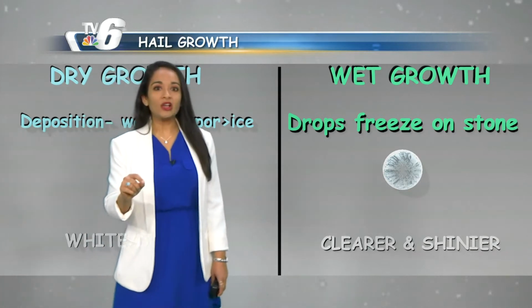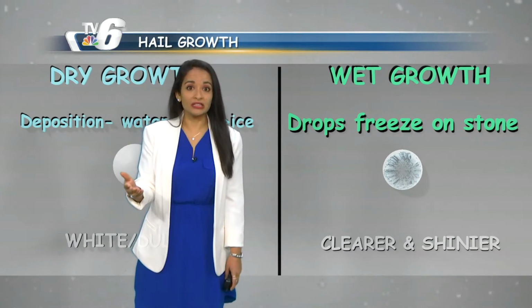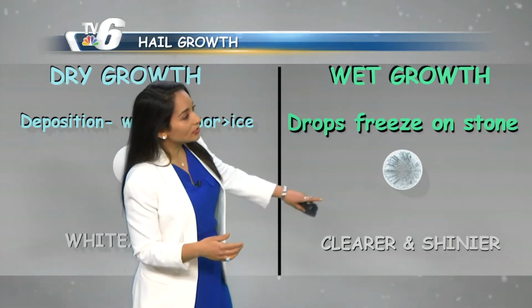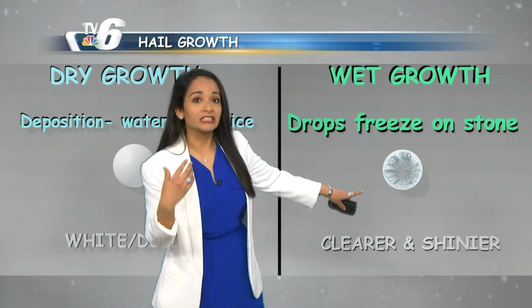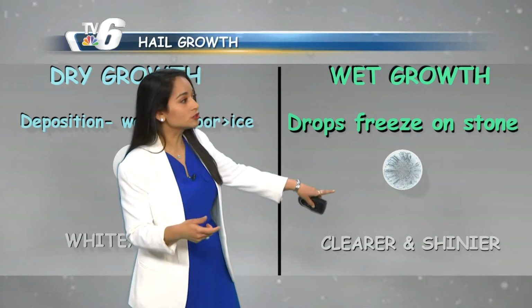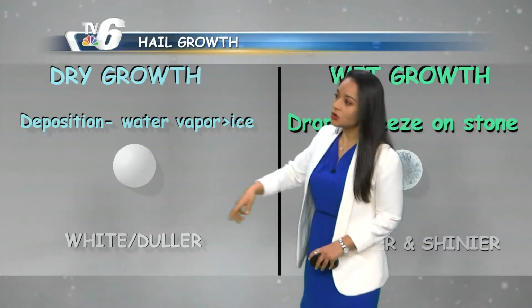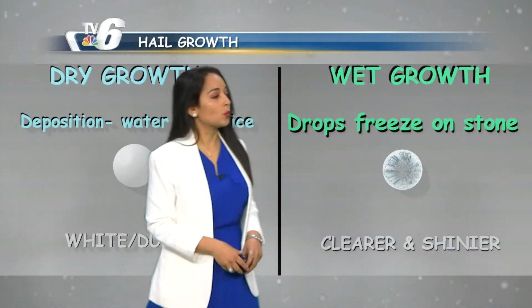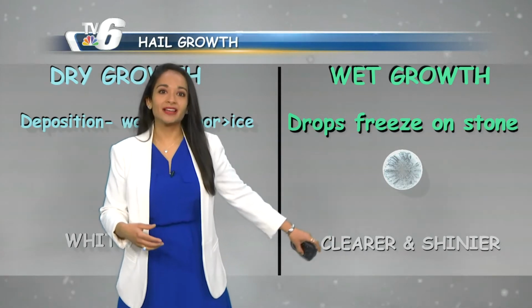Now you can tell that this was the process for how a stone developed or how it formed if it looks clear and if the appearance is actually shinier. So you want a shiny and a clear appearance to that hailstone as compared to the dry growth process where that hailstone looks more white and dull. Again, the wet growth process, the stone looks clear and shiny.